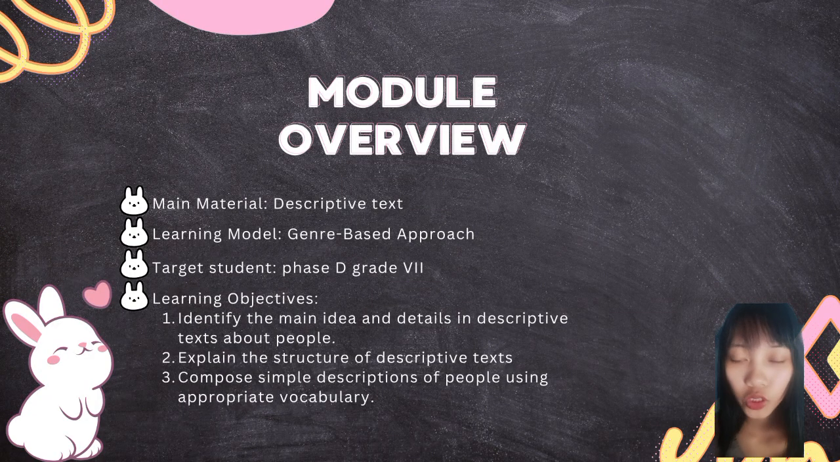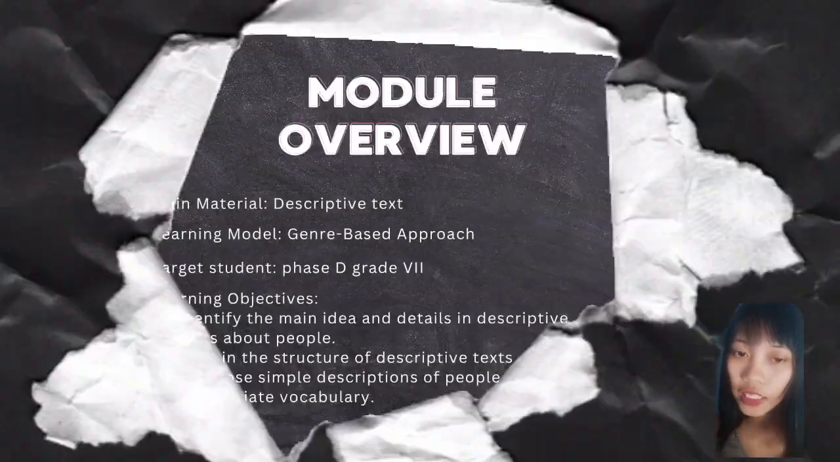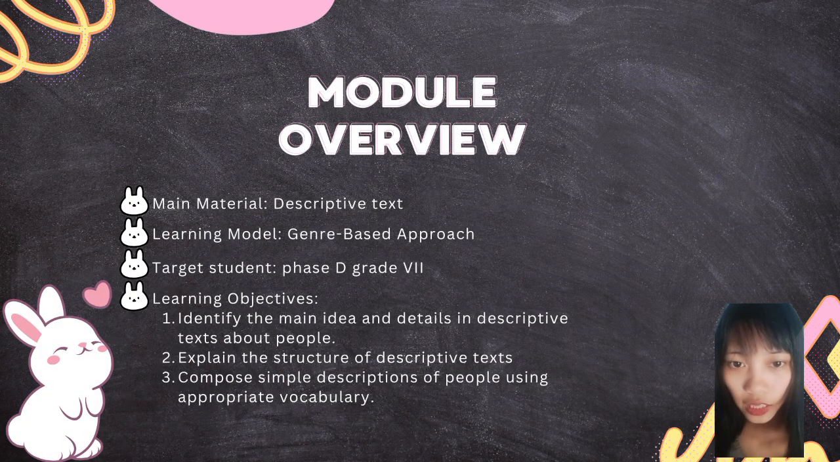First one, module overview. The main material is descriptive text. It's about people with emphasis on structure, vocabulary, and skills in writing and speaking. Second one, the learning model. The learning model is the genre-based approach which views language as a tool for real-life communication. And the target learners for this model are Phase D grade 7 students.